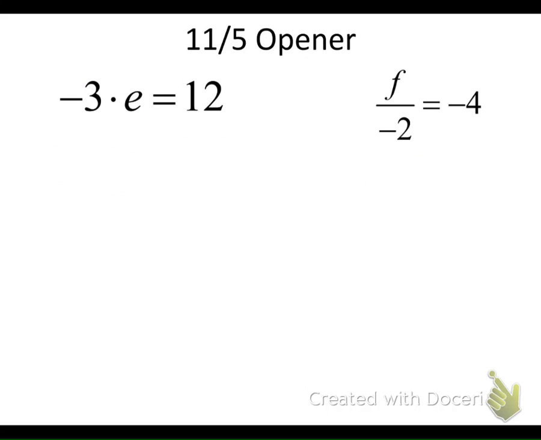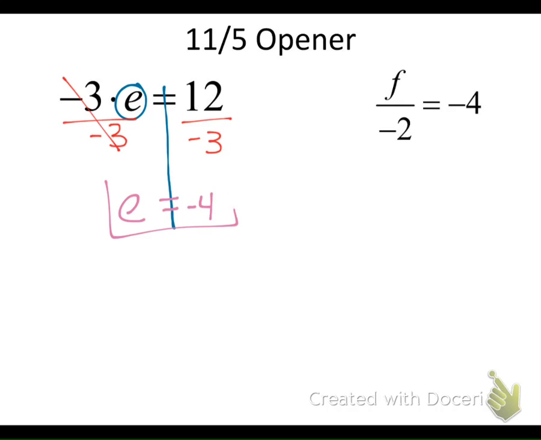All right. Backside. So now I have negative 3 times E equals 12. Kelly, how do I get the E by itself? You divide by 3. Good. Divide each side by negative 3. So I bring down my E. What's 12 divided by negative 3? Negative 4. And box it. Good.